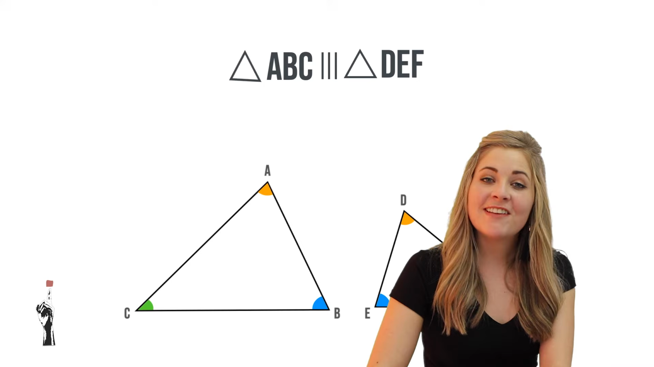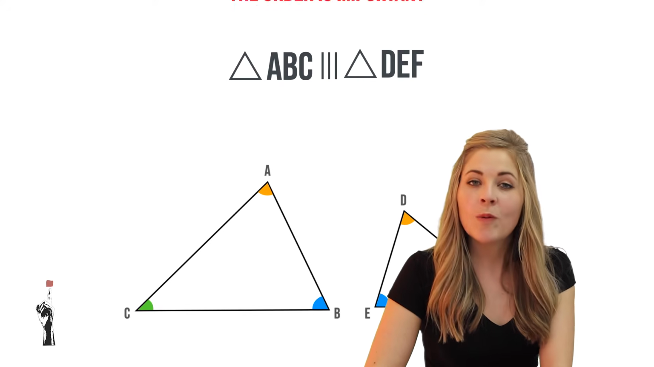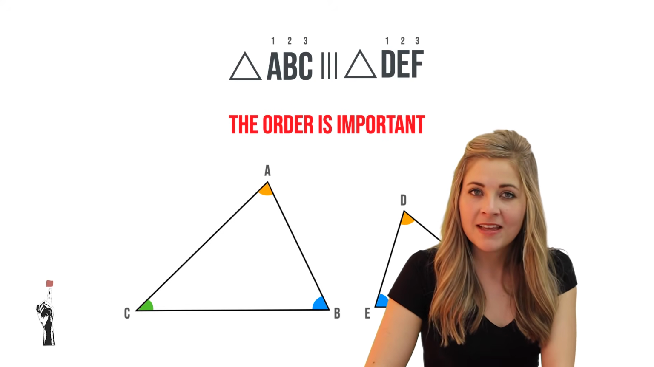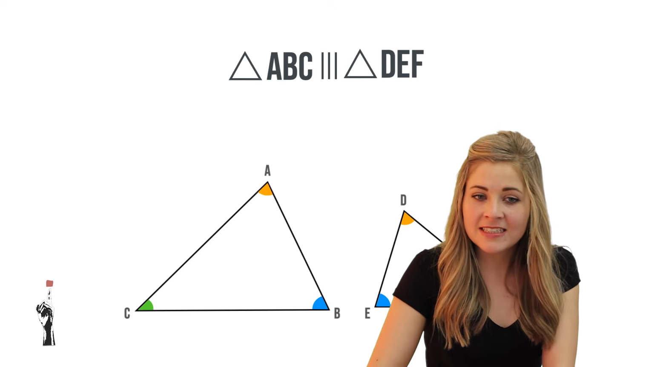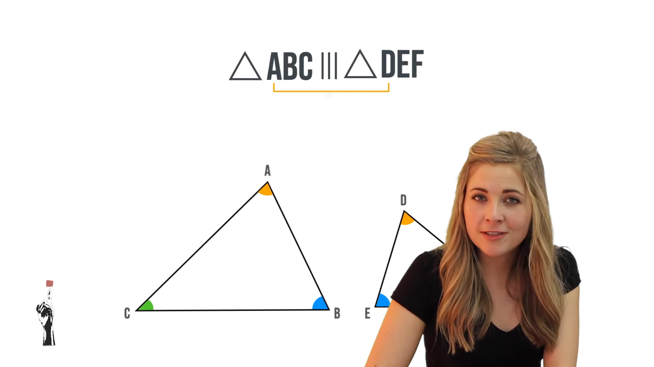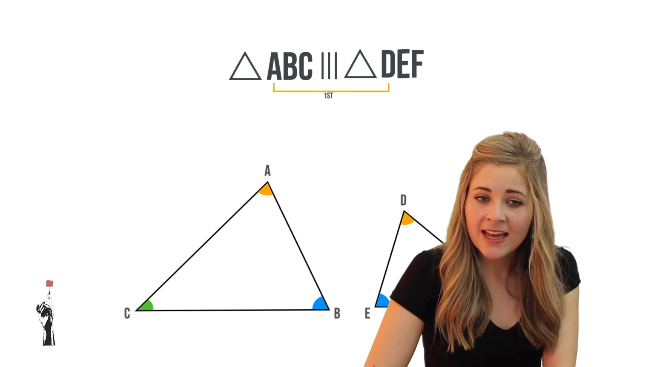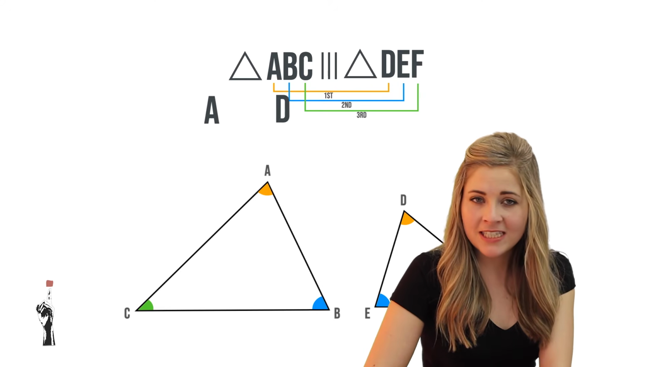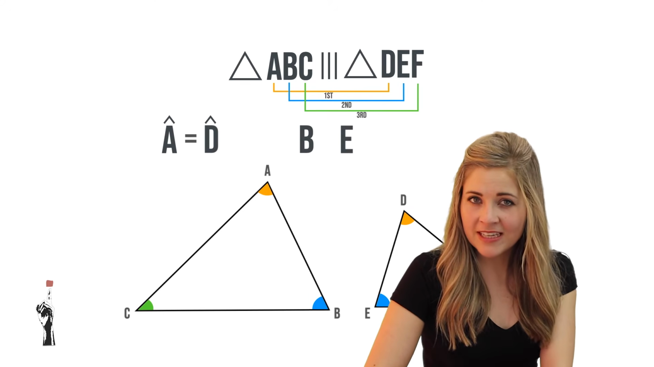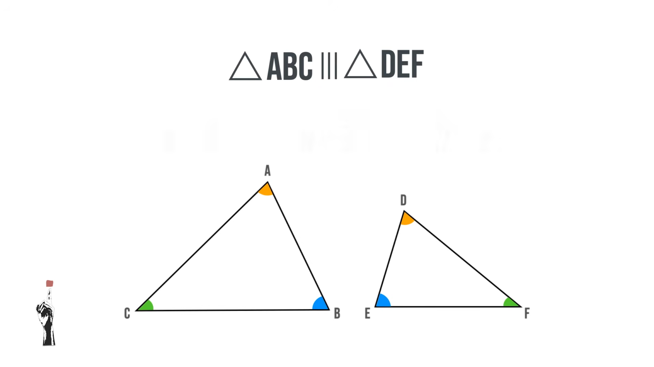Now, when I say that triangle ABC is similar to triangle DEF, the order is extremely important. That means that angle A is the same size as angle D, since A and D are both written first. This also means that angle B is the same size as angle E, and that angle C is the same size as angle F. Therefore, angle A equals angle D, angle B is equal to angle E, and angle C is equal to angle F. This also tells me something about the proportion of the sides.